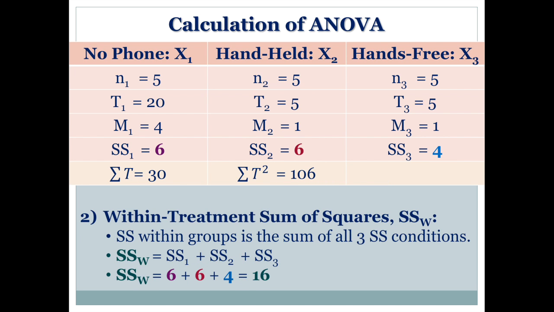Sum of squares within is the sum of squares for the first group plus the sum of squares for the second group plus the sum of squares for the fourth group. Right, so in our case, 6 plus 6 plus 4 is 16.